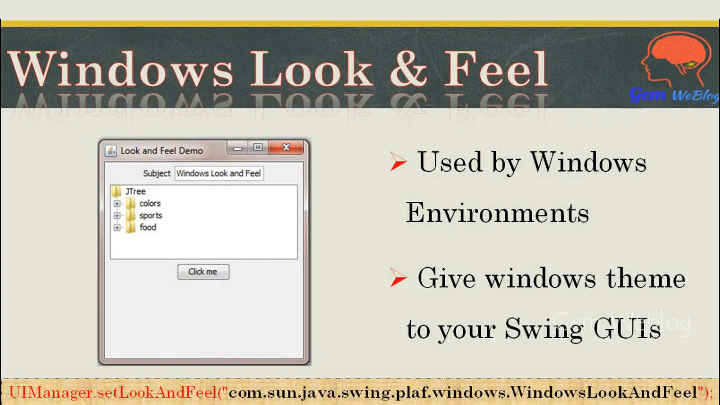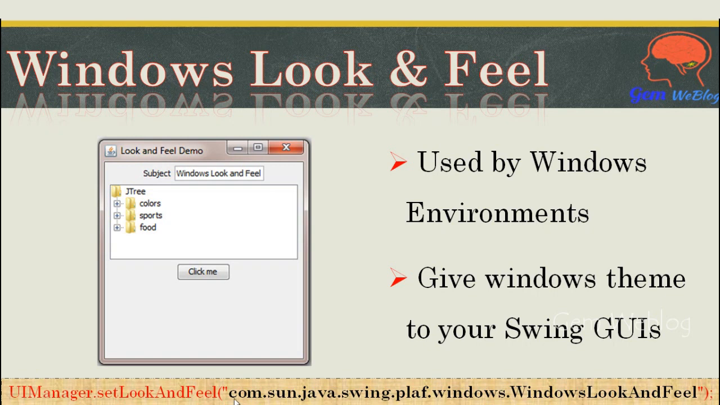Now we will see in detail about Windows look and feel. This output window incorporates the Swing components with Windows look and feel. Windows look and feel is used by the Windows environment. If you want to apply the Windows theme to your Swing GUIs, you can go for Windows look and feel. If you want to include Windows look and feel in the program, you can set it using setLookAndFeel with these parameters.